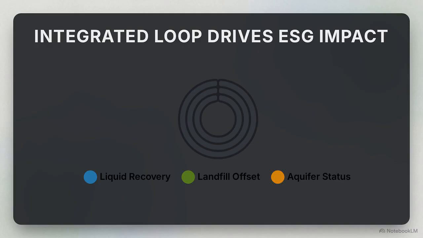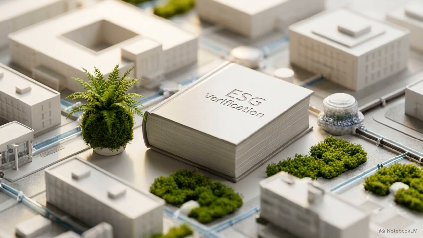Looking at this operational dashboard, the integrated loop yields hard data. Every gallon of treated greywater and every pound of processed compost generates precise environmental, social, and governance metrics for water savings, waste diversion, and groundwater support. A fully managed service model transforms abstract corporate sustainability goals into measurable, verifiable environmental outcomes.